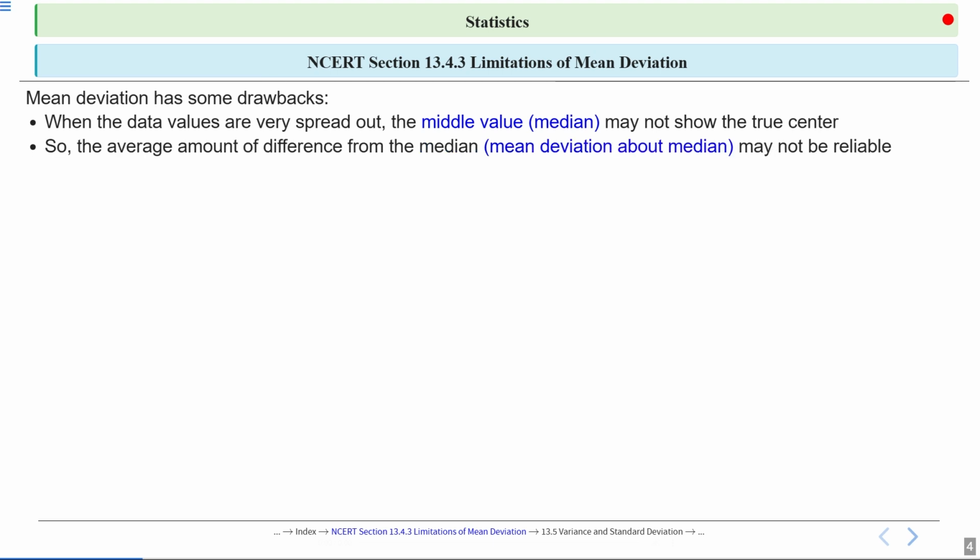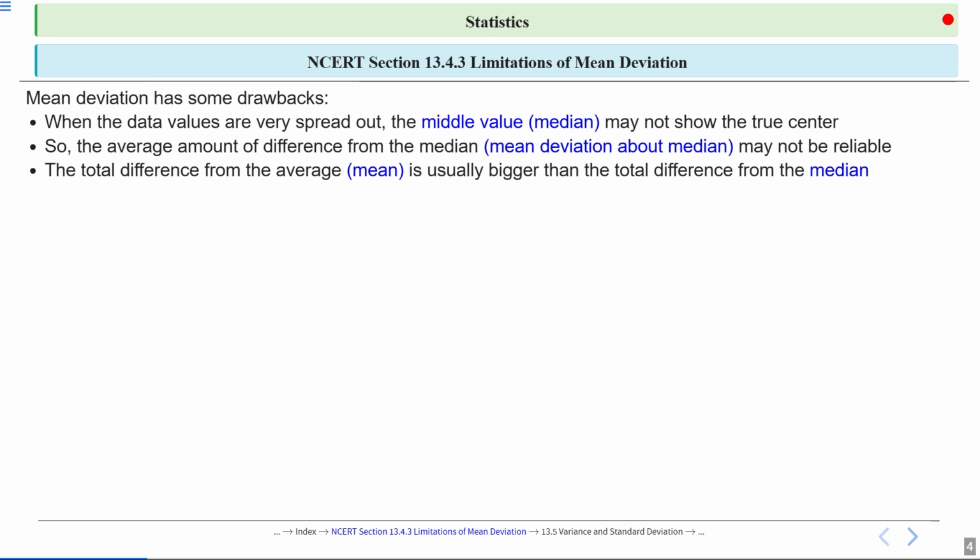Because of this, if we calculate the average amount of difference from the median, which is called mean deviation about the median, it might not give us a reliable picture of how spread out the data really is.